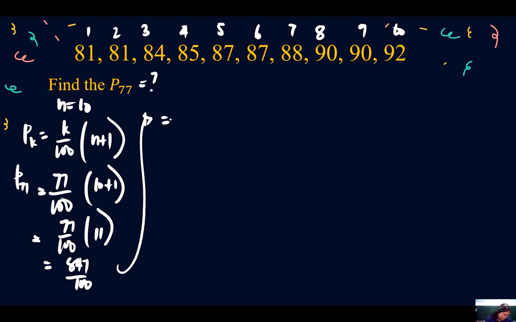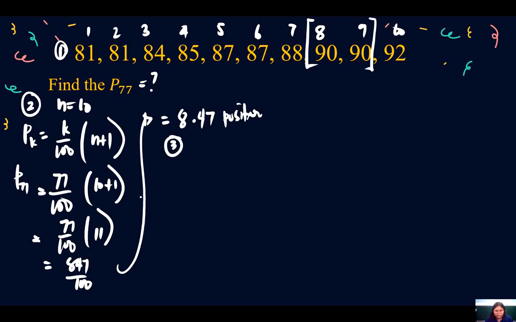Okay, is equal to 8.47. Do not round up, round down, round off, kasi we're looking for the exact location. Okay, this is the first step, second step, third step. Okay, so 8.47 yung position. Okay, nasaan yun? So, nandito. Okay? So, yung 8th position is equal to 90. Yung 9th position is equal to 90 as well.